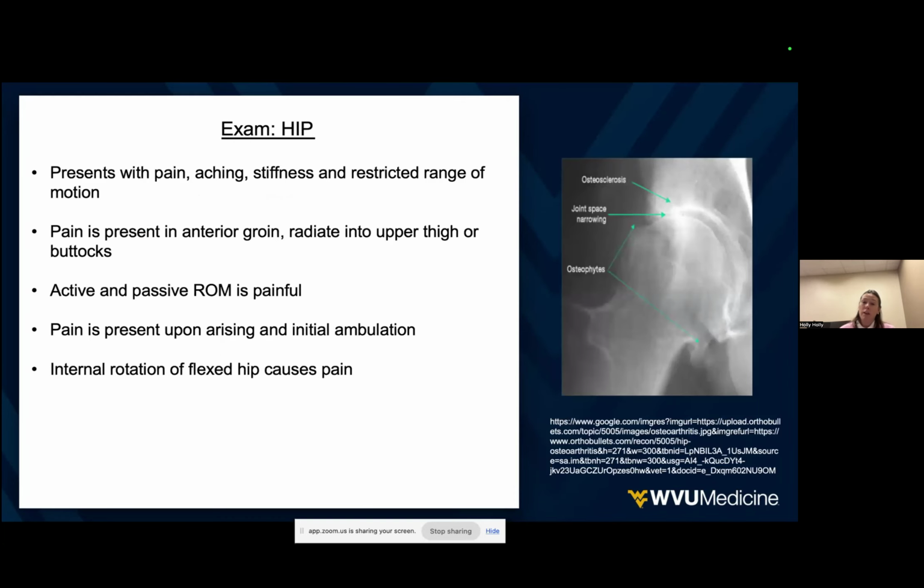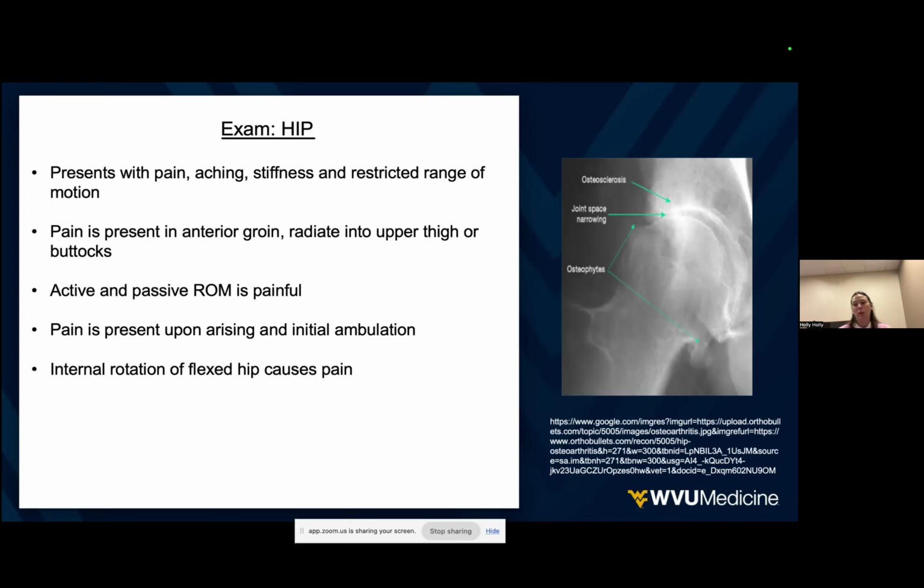Moving on to the hip. So how a patient's going to present when they have hip pain. More often, it's going to be an aching and a stiffness, and they're going to say they feel restricted. They're going to present with that anterior groin pain. So this is important to think about when patients are complaining of hip pain.